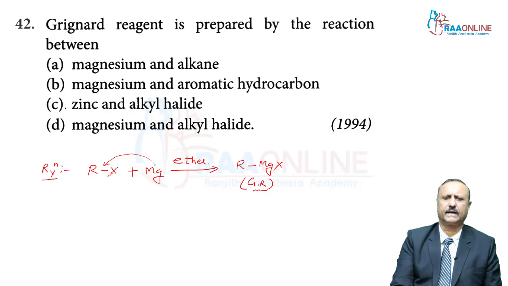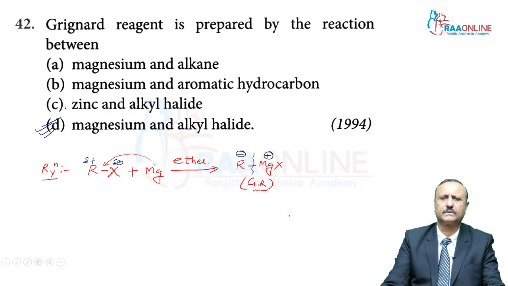Here this R-X alkyl halide, the alkyl group is positively charged and this halogen is negatively charged. But when this magnesium reacts with ether and forms the complex, and when this complex is broken, then this alkyl group gets the negative charge and magnesium gets the positive charge. So, my dear students, you get the answer D. Question number 42, the answer is D.